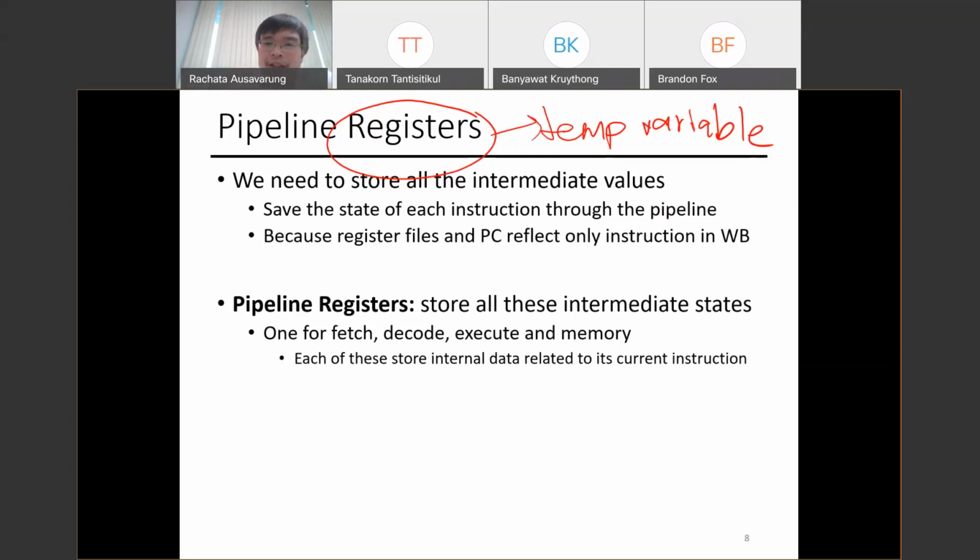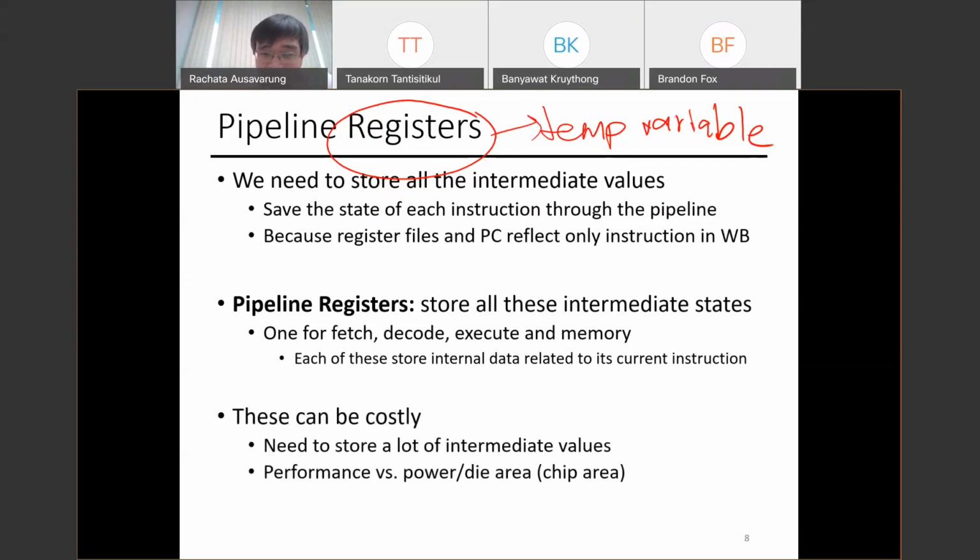Each of these internal data would be the internal data related to that particular instruction that is running in that state. And obviously, because you're adding a lot of things, this can be costly. You need to store intermediate values. You need to think of performance versus cost.